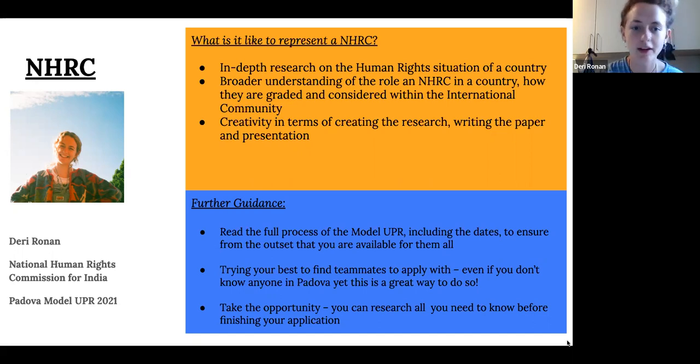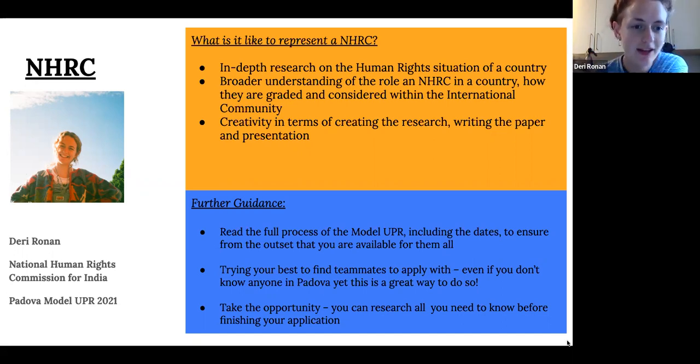You gain a broader understanding of the role of the National Human Rights Commission, because it wasn't something I was even fully aware of, let alone felt confident describing, beforehand. You learn how they're graded and how they're considered within the international community. And you also gain a lot of creativity in creating the research, writing the paper and presenting it at the UPR. You have a lot of independence in how you structure what you exactly want to research. And I thought that was really beneficial.